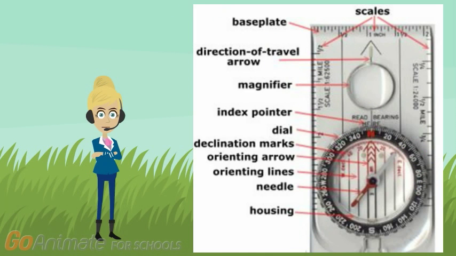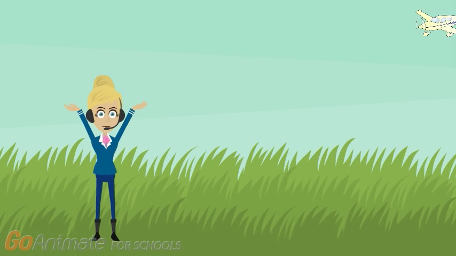Now start walking, or flying, in your desired direction. Make small adjustments to your heading to keep on your desired course. Congratulations! You now know how to use a compass for navigation. Now, go out and have fun with your newfound skill.